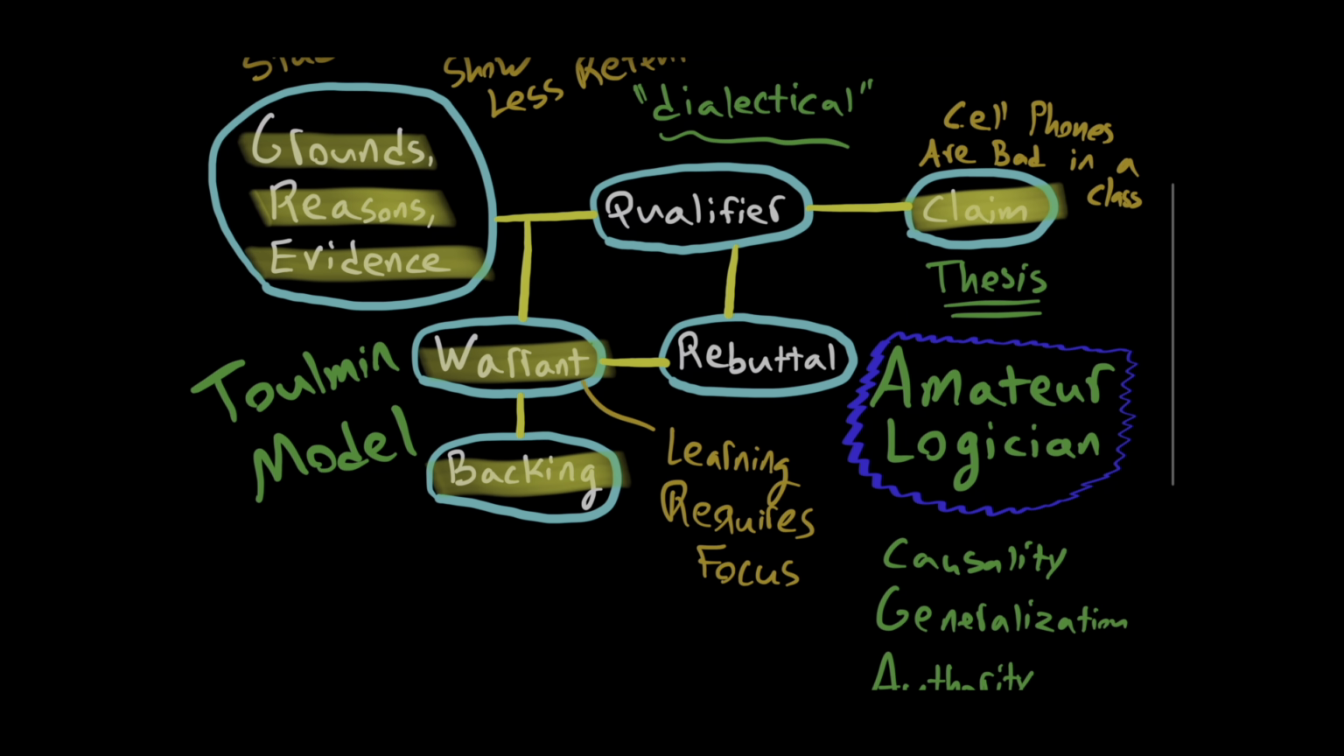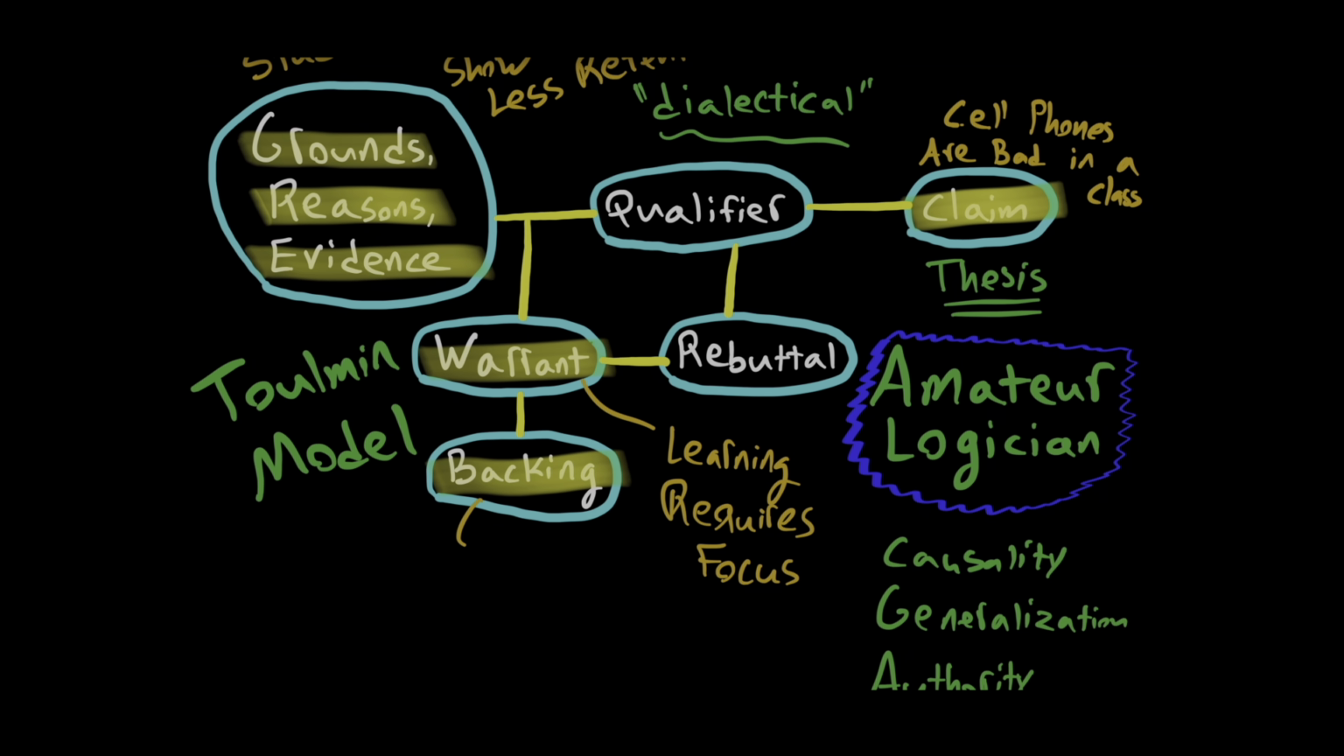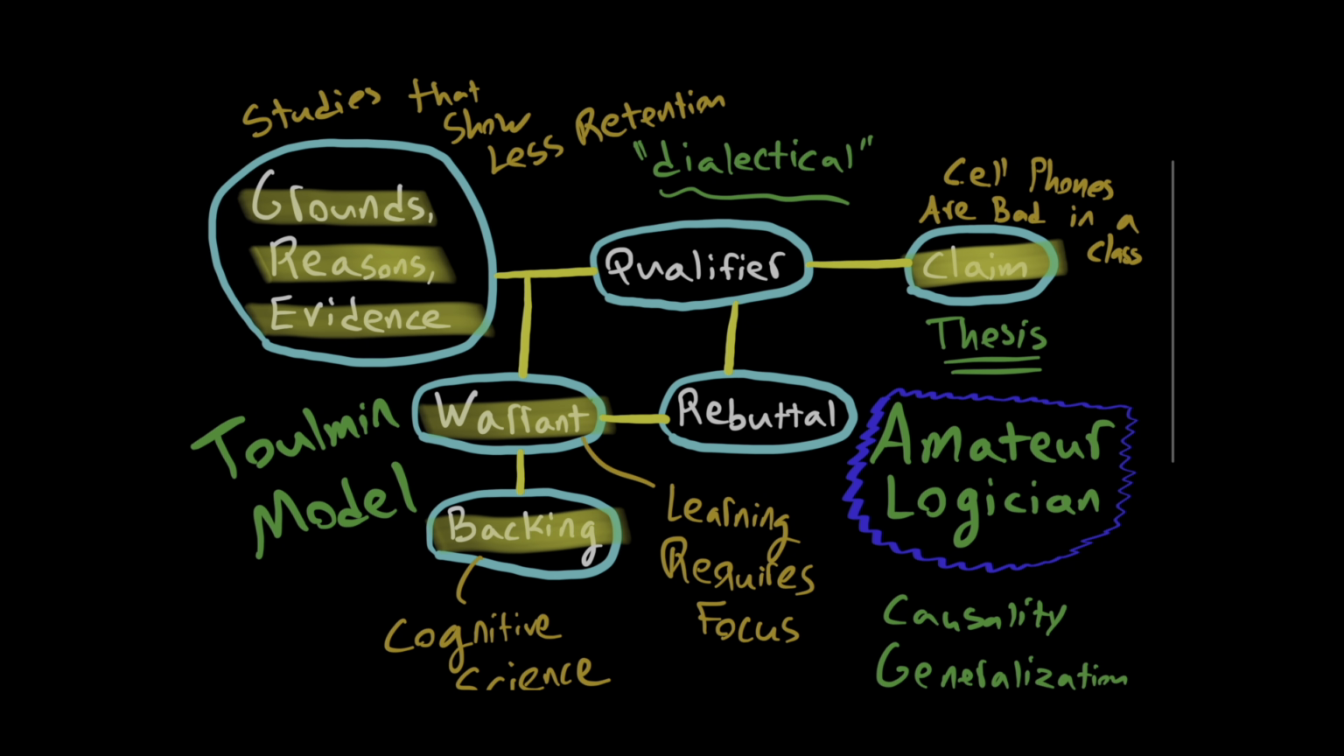So in this case, the backing might be from cognitive science. Because how do we know that learning requires focus? Well, cognitive science will back that up. So the backing operates, we might say, at a deeper logical or epistemological level than the warrant.